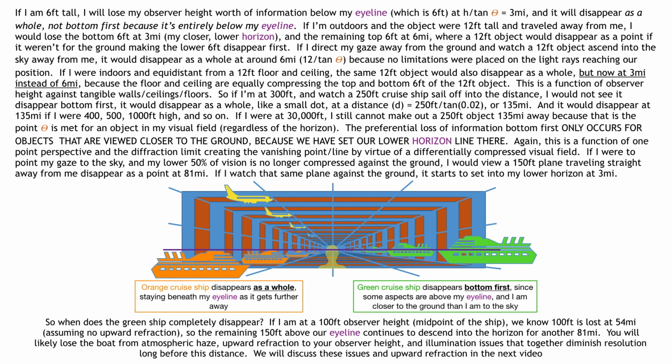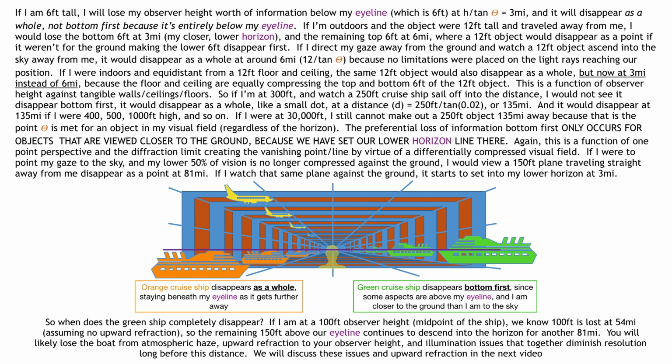So if I'm at 300 feet now, let's say, and watch a 250-foot cruise ship sail off into the distance, I would not see it disappear bottom first. It would disappear as a whole, like a small dot, at a distance d equal to 250 feet divided by the tangent of the 1 arc minute angle, or 135 miles. And it would disappear at 135 miles if I were 400, 500, 1,000 feet high, and so on. If I were at 30,000 feet, I still cannot make out a 250-foot object 135 miles away, because that is the point theta is met for any object in my visual field regardless of the horizon.